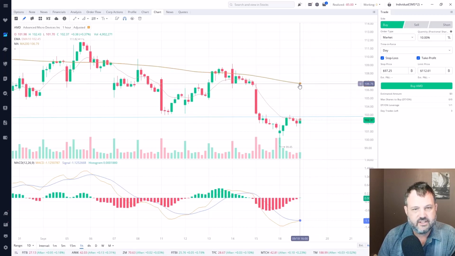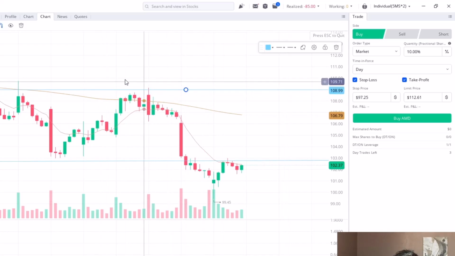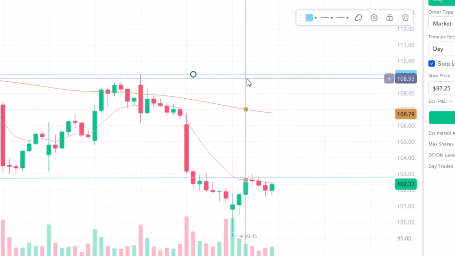Now, of course, you obviously want to watch your levels here. If it keeps going up above this zone here, you want to just get out of the trade, right? So I'm going to try to get in around here. If it doesn't work, no big deal. You just take your lumps and move on. And that's how trading works, right? All right. So that's AMD. That's the trade for tomorrow.